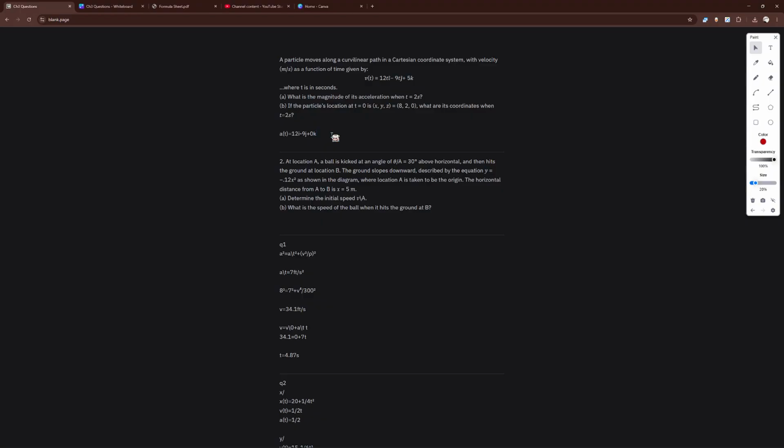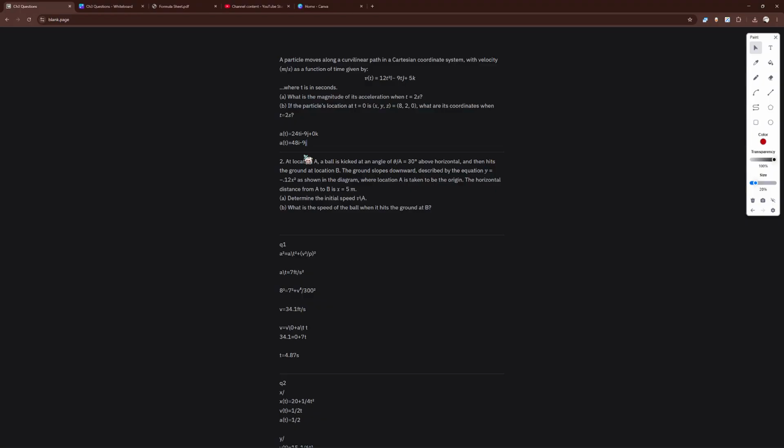Wait. This is supposed to be t squared. This is supposed to be t squared. Okay, 24t. There we go. So we have this. We plug in 2 seconds. So we get a of t is equal to 48i minus 9j.